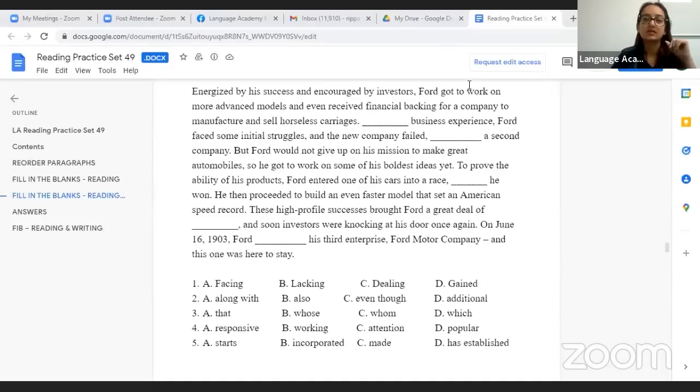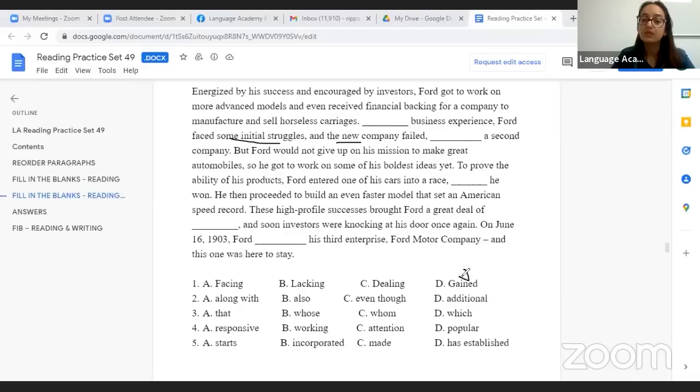Okay, let's look at the answers. This says, energized by his success and encouraged by investors, Ford got to work on more advanced models and even received financial backing for a company to manufacture and sell horseless carriages. Dash business experience, Ford faced some initial struggles and the new company failed. So obviously business experience was not with him. So we need a negative word. That's why the company failed and he faced initial struggles. Facing business experience, we don't face experience. Dealing comes with dealing with something.